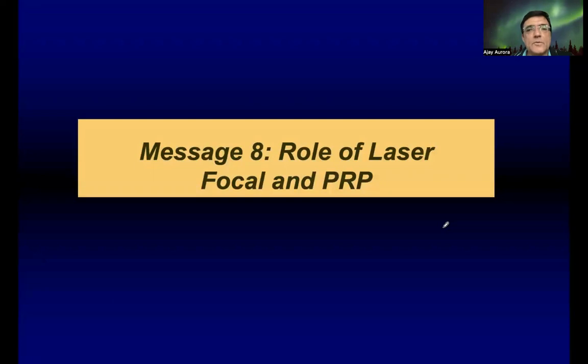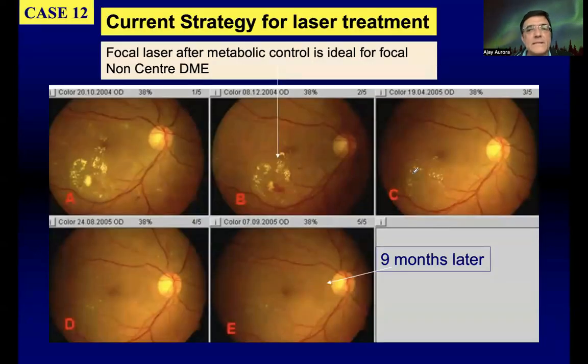Now let's look at the role of laser. Now, as I said earlier, if you have a patient with an edema which is located away from the center and the center is okay, one could go ahead and do a focal laser to the leaking macular aneurysms. And this is a sequential follow-up of a patient over the period of 9 months of how the hard exudates gradually disappeared after lasering the leaking macular aneurysms. No anti-VEGF injections were required and the patient did well.